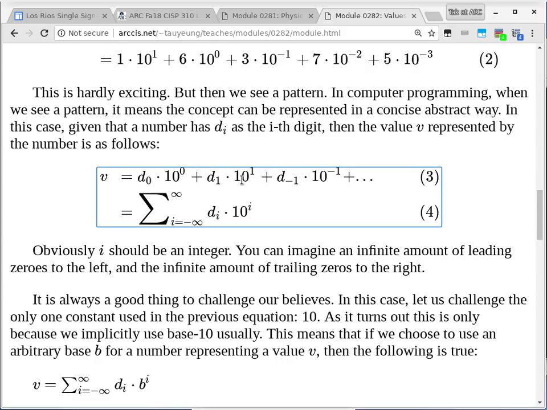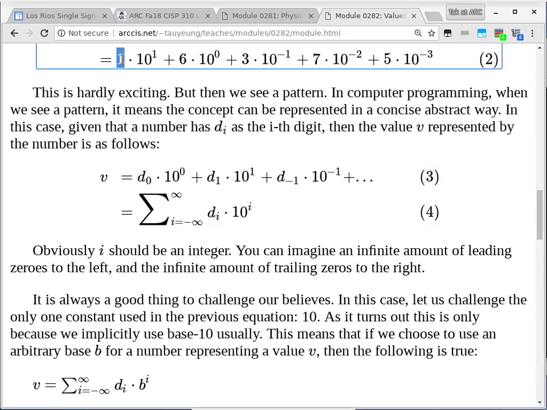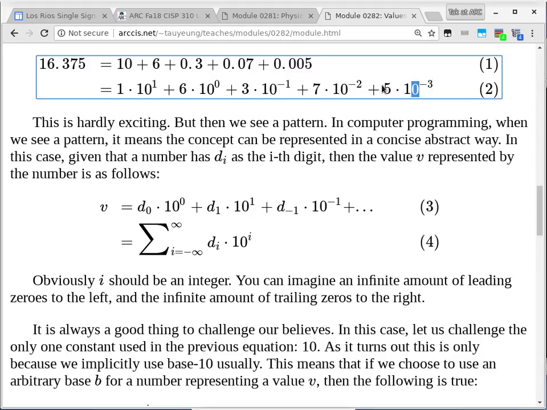Are there any questions relating this to what we talked about a little bit earlier? So to relate that, this 1 is going to be the value of D1. This 6 would be the value of D0. This 3 would be the value of D minus 1, D minus 2, and D minus 3. And then the places corresponding to all of these digits would be negative 3 for this one, negative 2 for this one, negative 1 for this one, 0 for this one, and 1 for that one. So are we good so far?